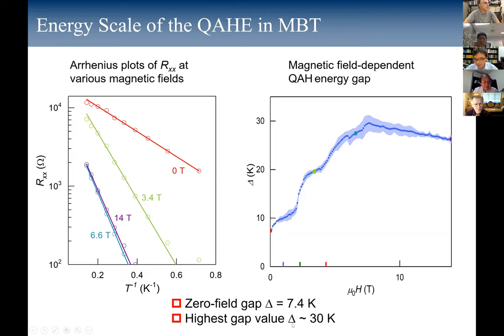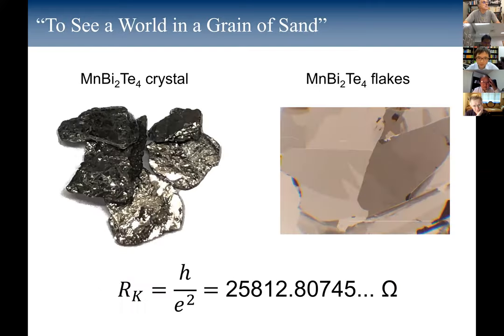And if we increase the magnetic field, you see that the gap increases in steps, and each step represents the flip of one layer. So the magnetic field flips the antiferromagnetically coupled layers one by one, and eventually reaches a fully polarized state. The highest gap value in this fully polarized state is around 30K. This is quite a large energy scale for the quantum anomalous Hall effect.